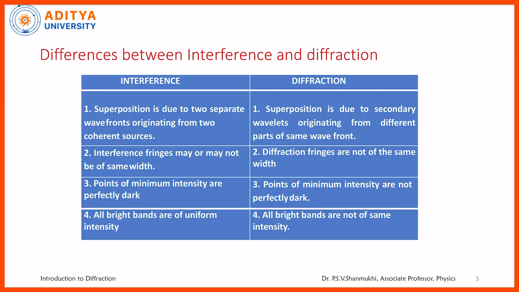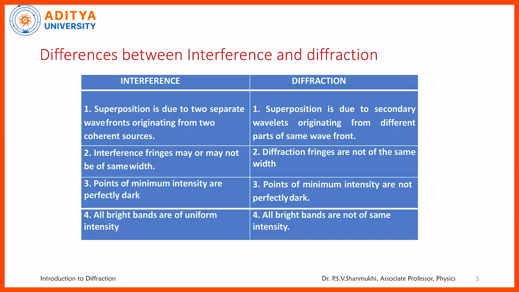And here we get a doubt. In case of interference also we observe bright and dark bands, and in both interference and diffraction we get bright and dark bands. Then what is the difference between these two patterns? The moment we observe the pattern, we can understand this is an interference pattern and this is a diffraction pattern.